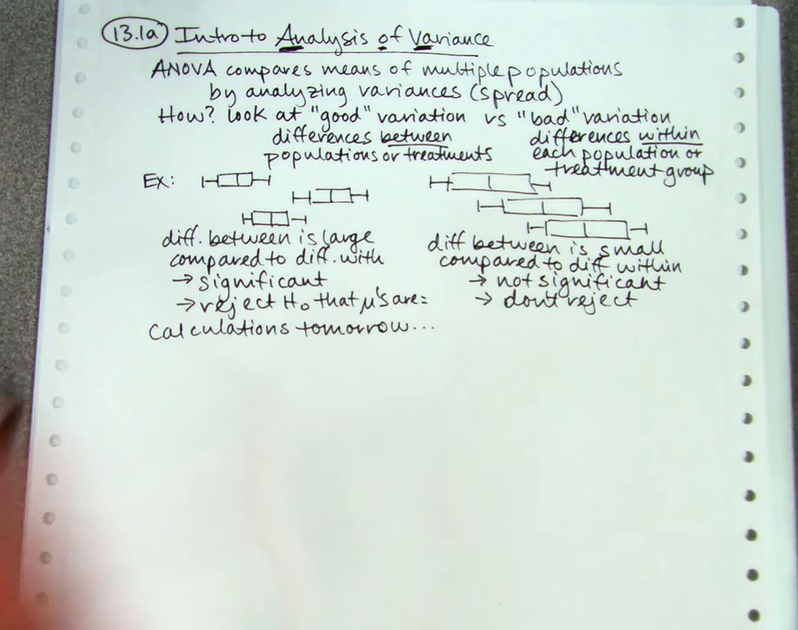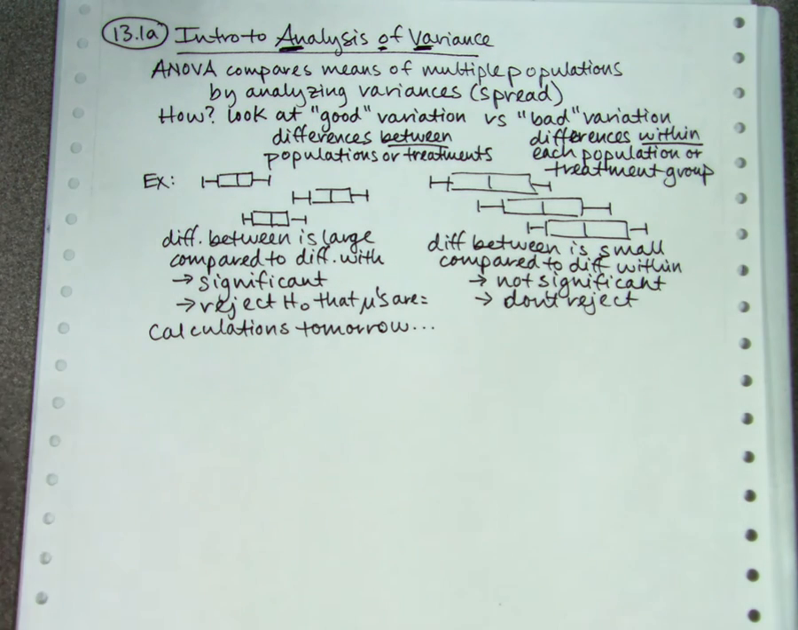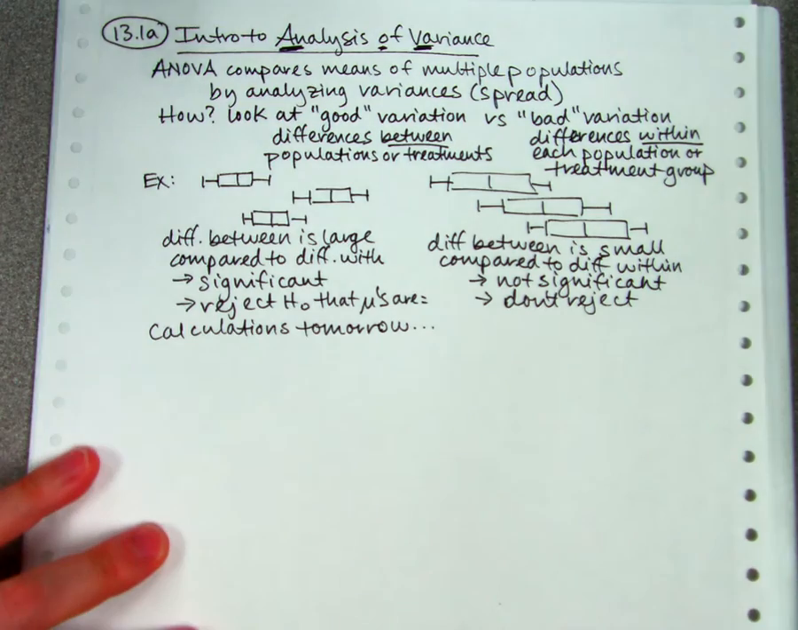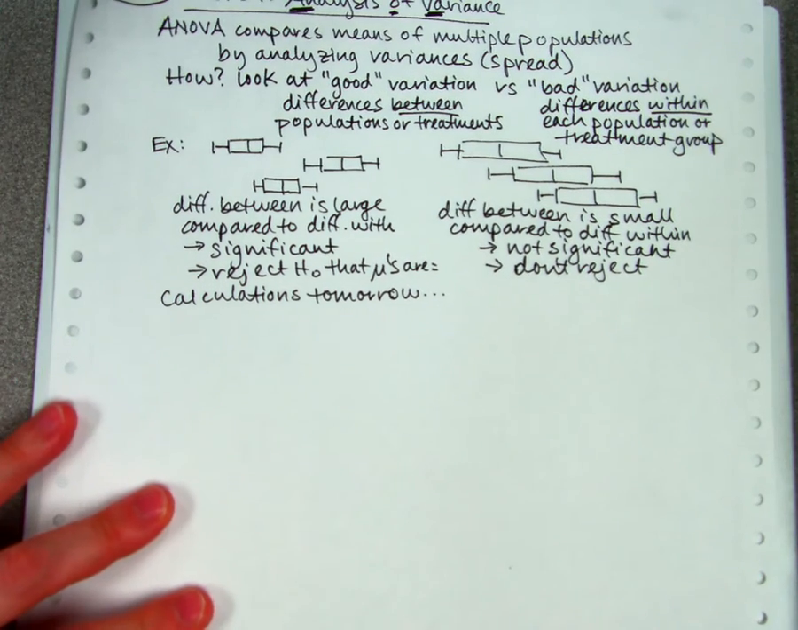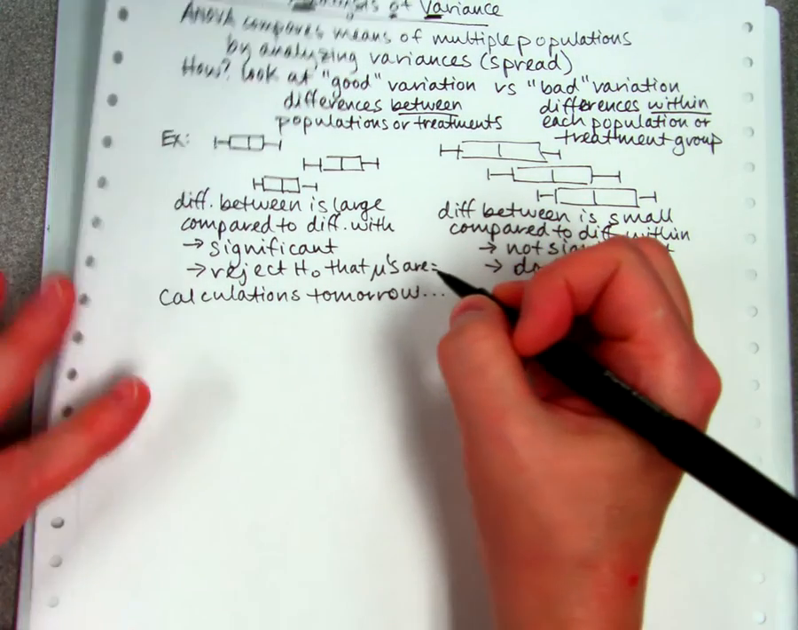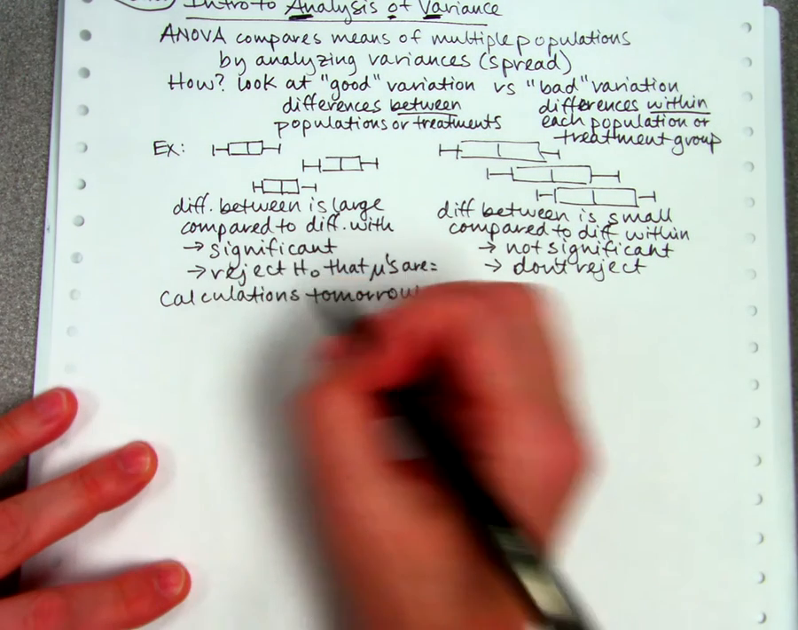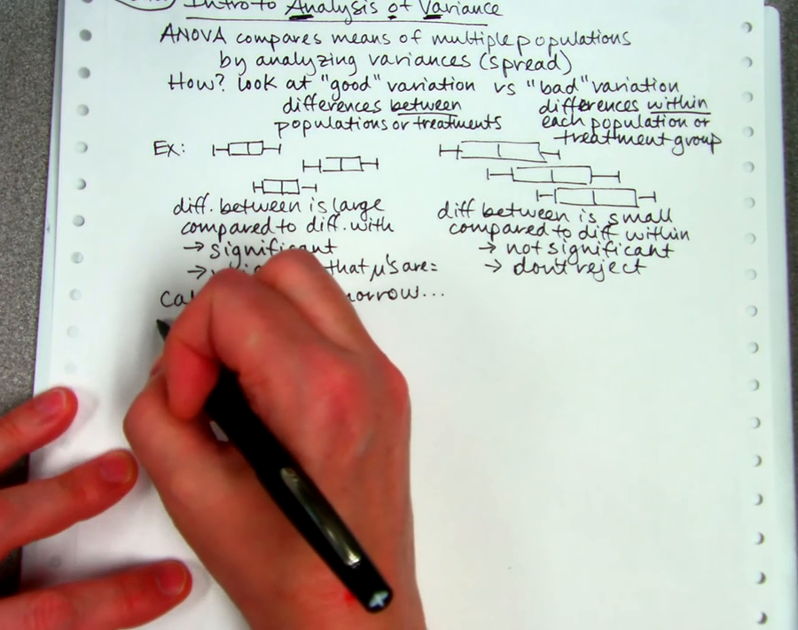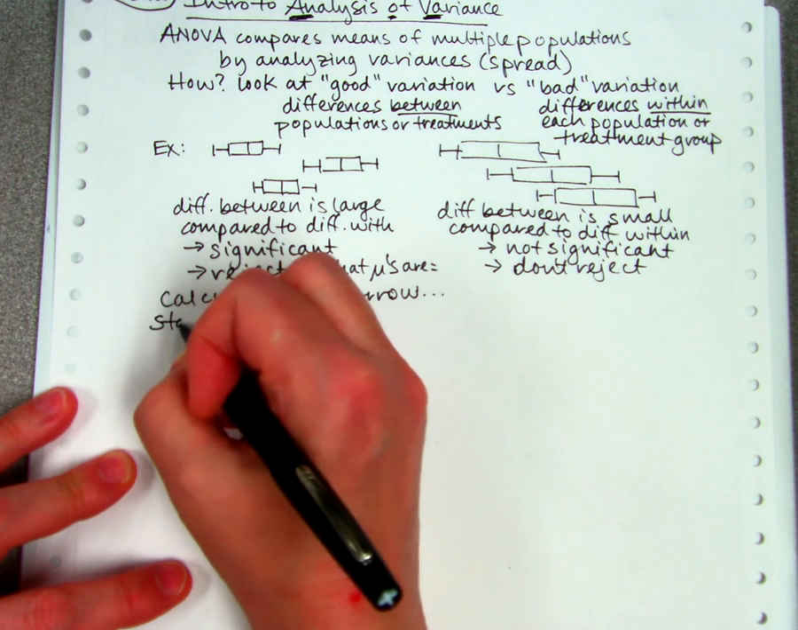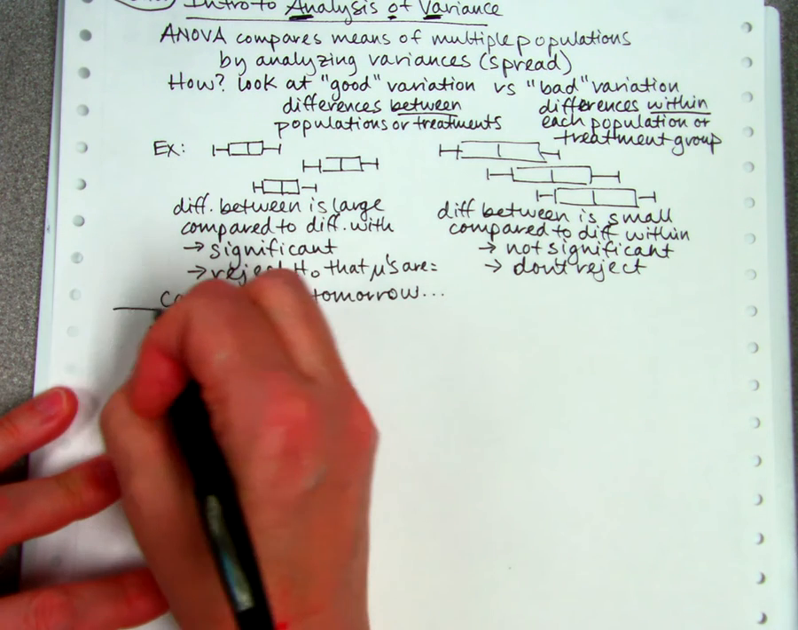For today, all we're going to do is just a little bit of intro, plus we're going to do conditions and hypotheses. So we're going to do the first 2 steps of the 4 steps today, and then we'll come back to step 3 tomorrow. And you really already know how to do step 4, which is the conclusion. So that's kind of nice. So today, we're going to do state and plan.